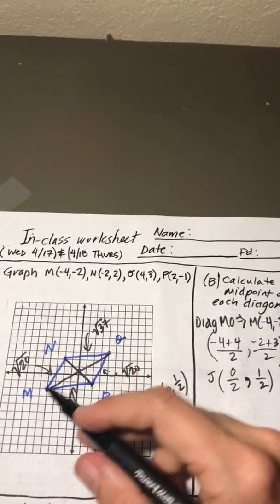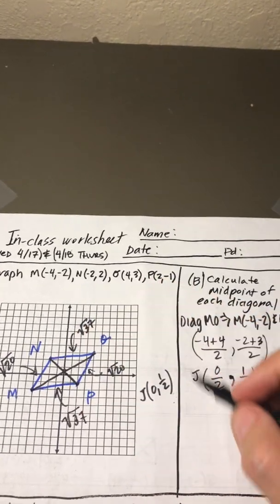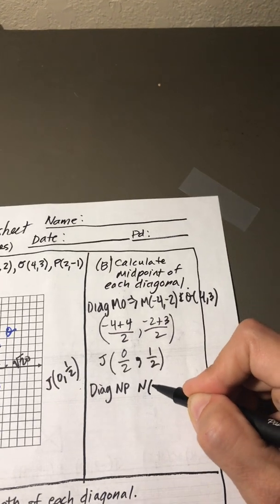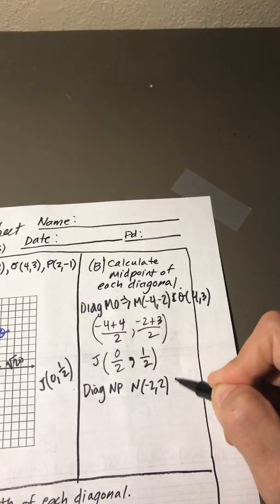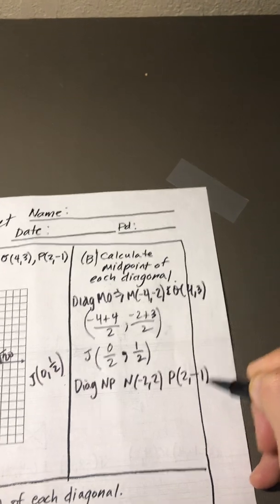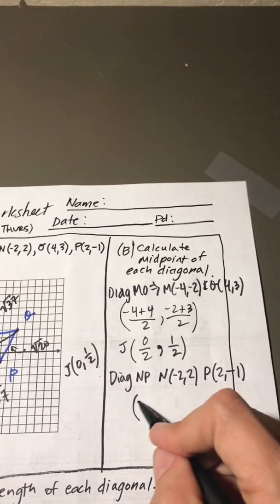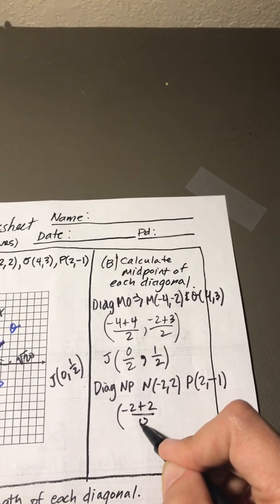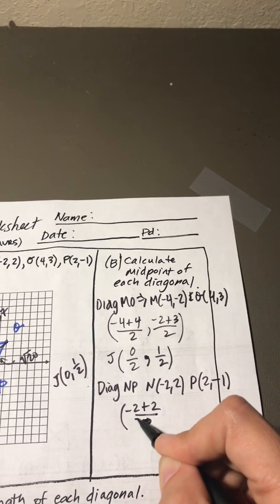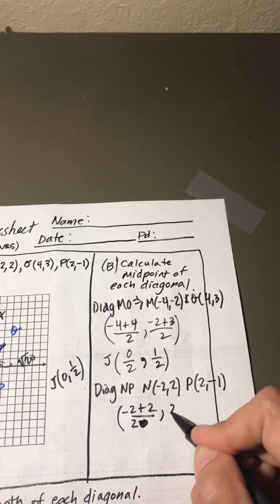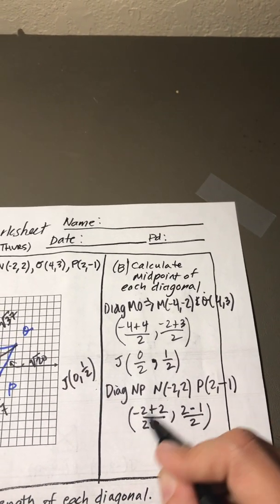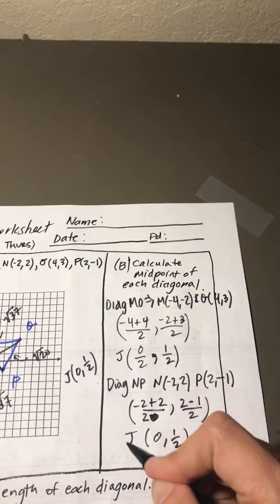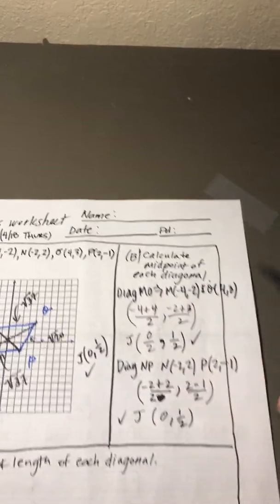Now I can reconfirm if MO has that midpoint, so should NP. So the diagonal NP is the midpoint of the coordinate -2, 2, and the coordinate 2, -1. So taking a second look here, I'm expecting the same thing. That should be a 2, right? Add the 2 numbers, cut it in half. Add the 2 numbers, cut it in half. Once again, I get the coordinate 0, 1/2. That's point J. So I've double, triple checked.